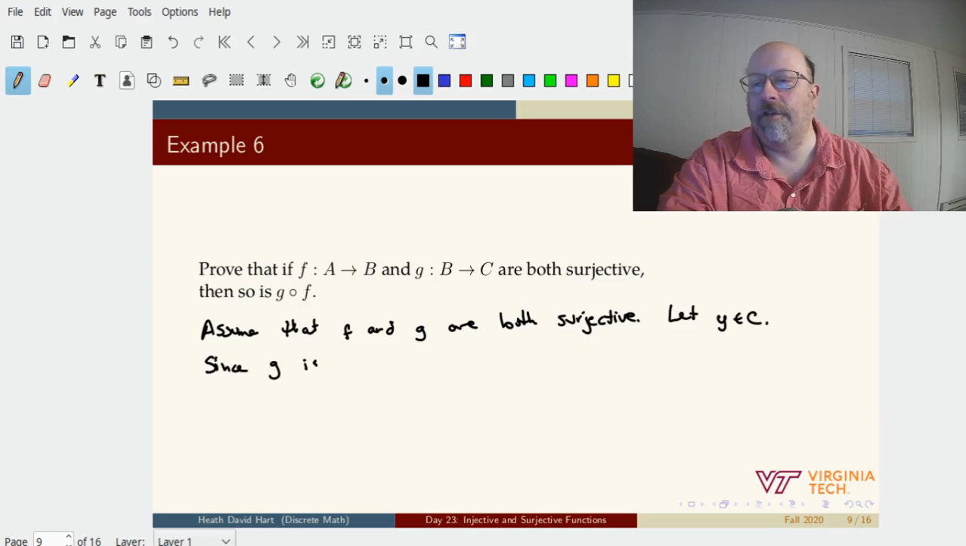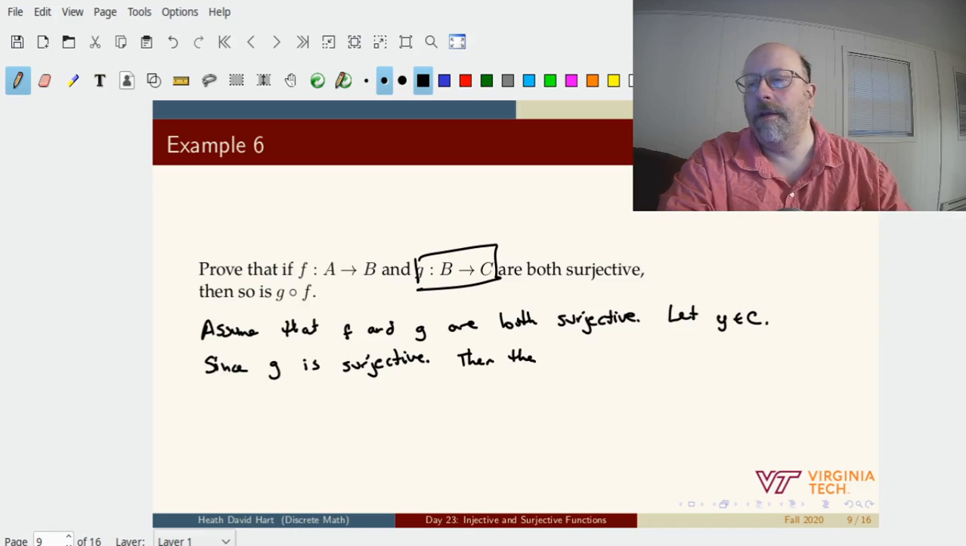Since g is surjective, then I can find some value in B that solves this problem. Then there exists some value, I don't want to call it x because I have to go back a generation also, so I'll just call it b in B such that g of b is equal to y.